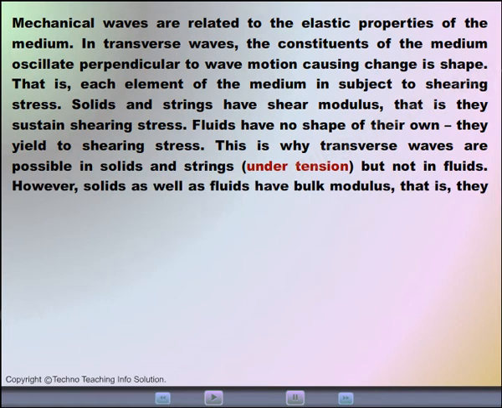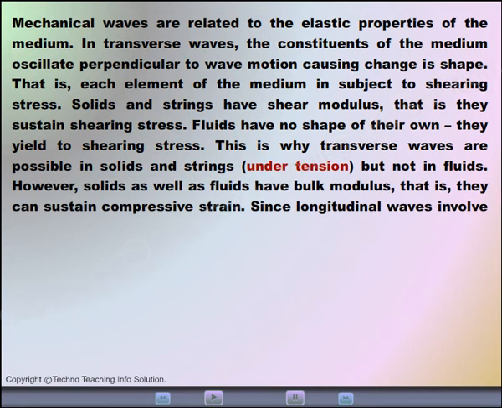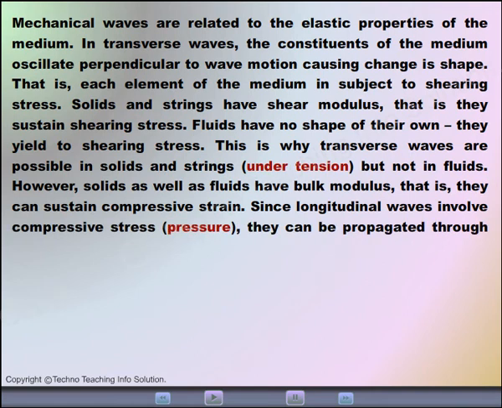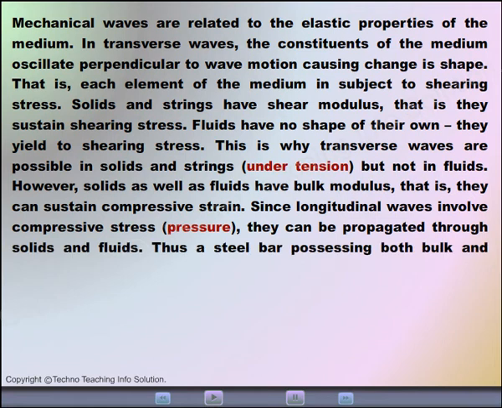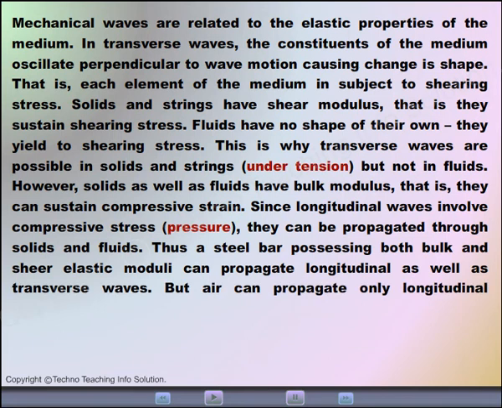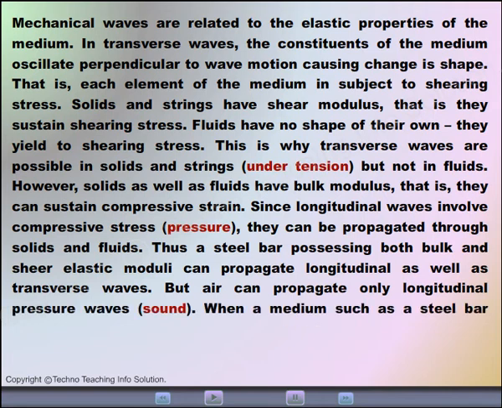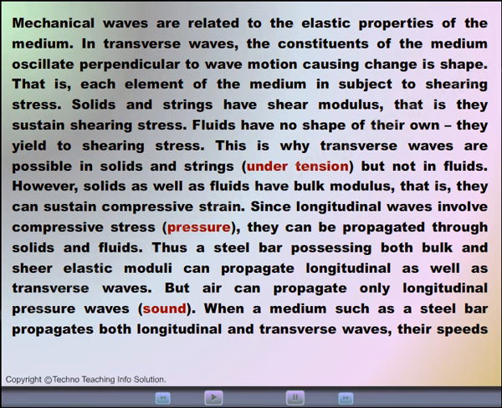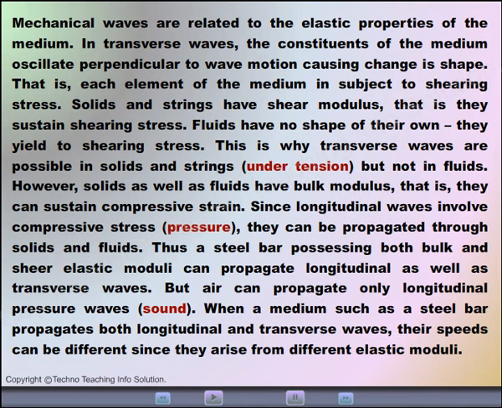However, solids as well as fluids have bulk modulus. That is, they can sustain compressive strain. Since longitudinal waves involve compressive stress or pressure, they can be propagated through solids and fluids. Thus, a steel bar possessing both bulk and shear elastic moduli can propagate longitudinal as well as transverse waves, but air can propagate only longitudinal pressure waves, that is sound. When a medium such as a steel bar propagates both longitudinal and transverse waves, their speeds can be different since they arise from different elastic moduli.